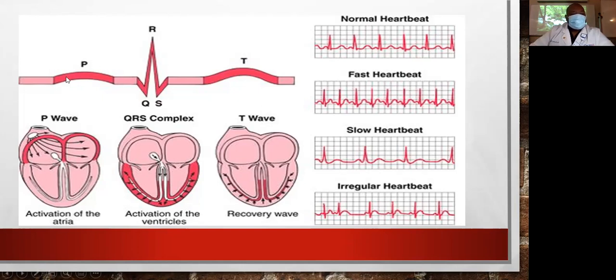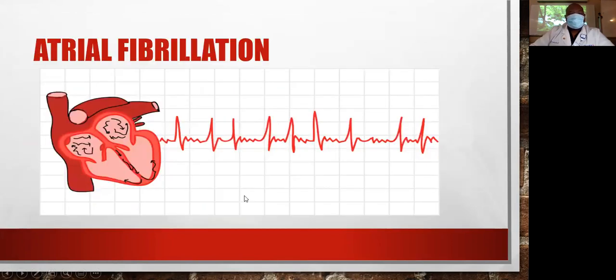So it's showing you again the PQRST, what's happening at those points. During the P wave, your atria are contracting, right? Then your QRS is your ventricles contracting. And the T wave is when the ventricle relaxes, okay?